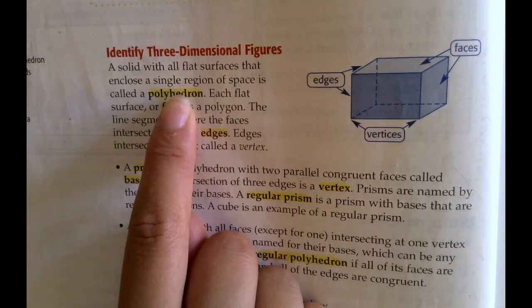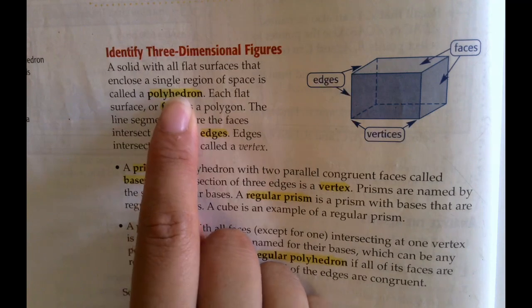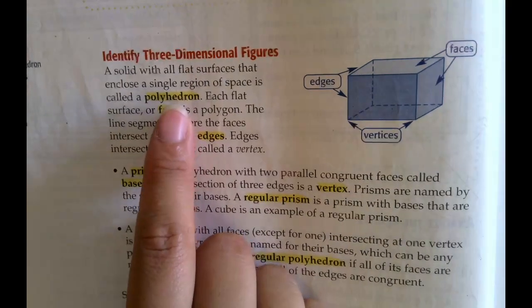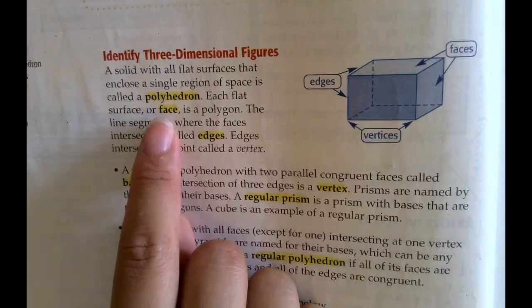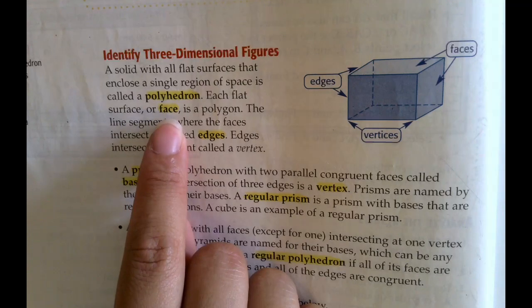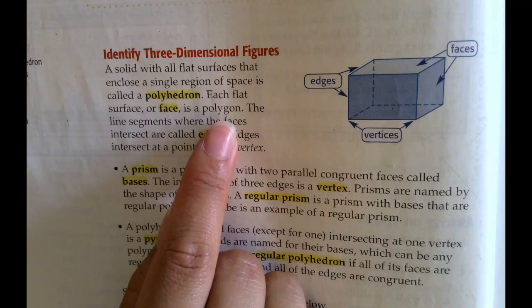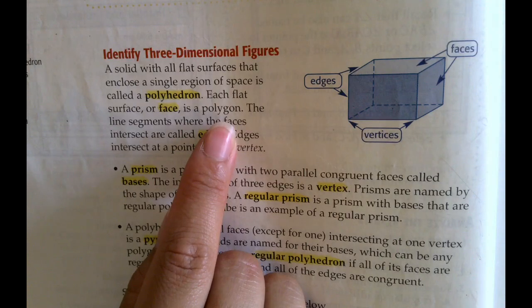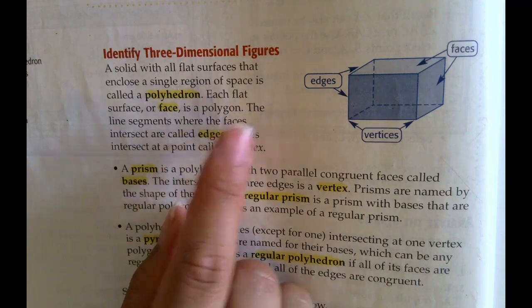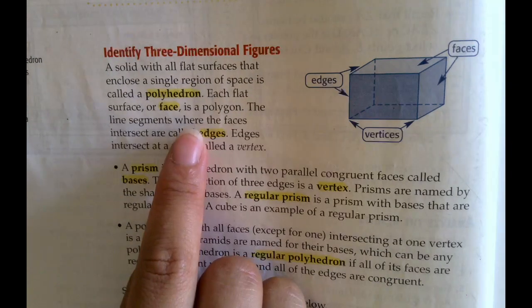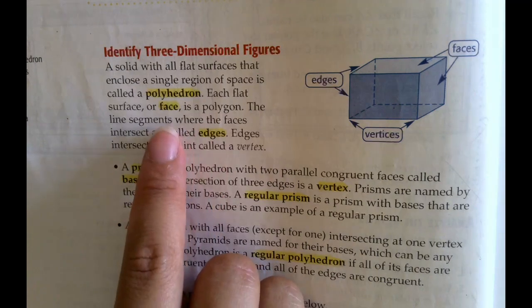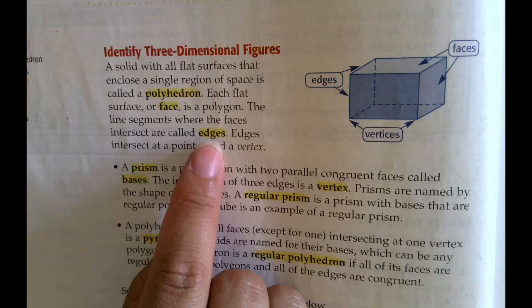A polyhedron is a solid with all flat surfaces that enclose a single region of space. Each of those flat surfaces is a face, and that face is a polygon. So if the faces aren't polygons, it is not considered a polyhedron. Each of the surfaces, not sides, because sides could be edges. The line segments where the faces intersect are known as edges.